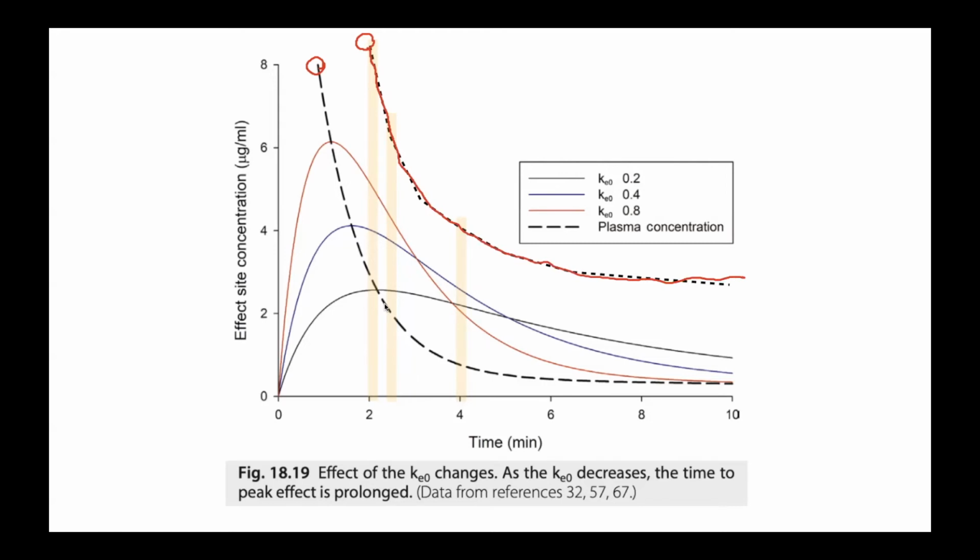Now, if we look at the KO of 0.8, what happens is that this will reach here, okay? And then after that, it will hit down. With a KO of 0.4, what will happen is that it will reach here, and then after that, it will hit down. And then with a KO of 0.2, it will come up here, and then after that, come down.